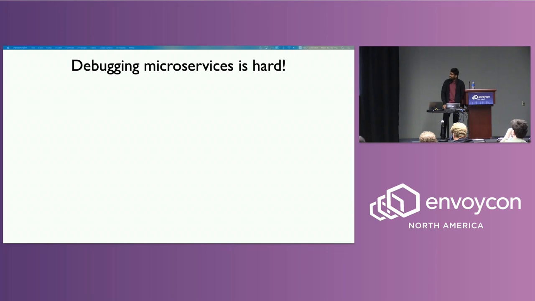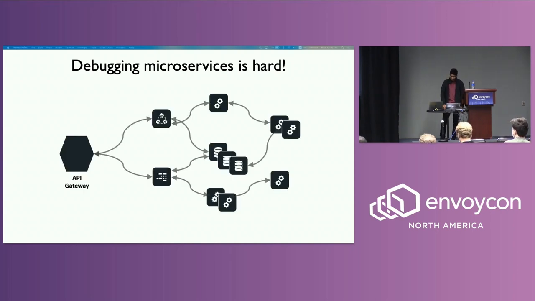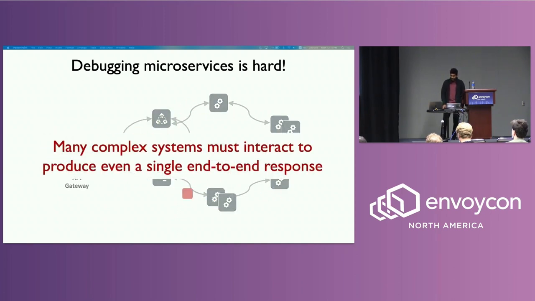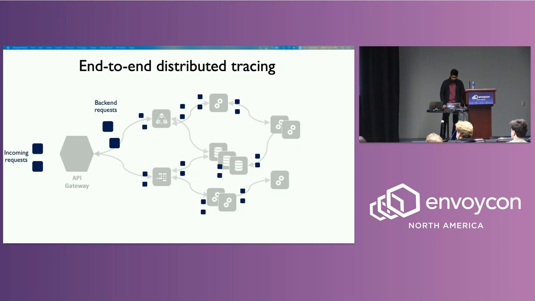To start off, we make a very simple observation that debugging microservices is quite hard. I'm sure many of the audience would agree. But to elaborate, consider this sample microservice system as shown here, where requests flow from left to right. Suppose you want to service many requests that arrive at the API gateway in such a system. Requests typically take a very convoluted path through this microservice system in order to get a single response. And this can be a nightmare for visibility. This is because many complex systems must interact to produce even a single end-to-end request response. And this is exactly where end-to-end distributed tracing comes in.